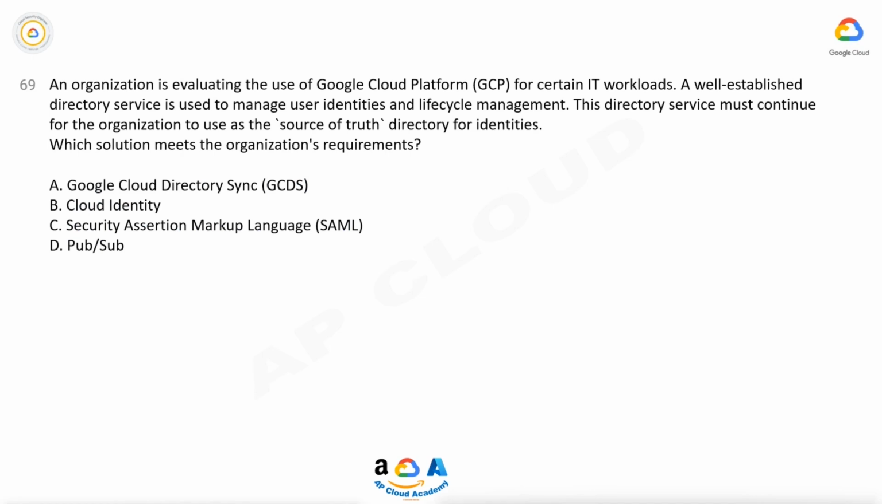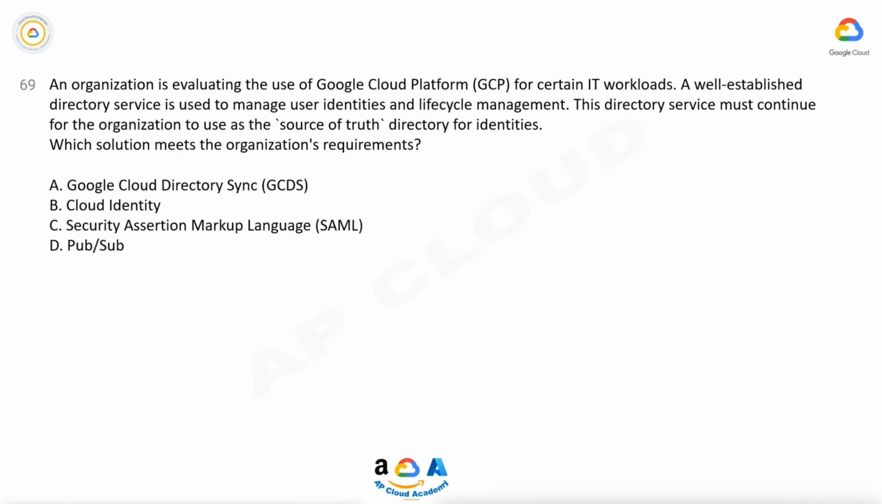69. An organization is evaluating the use of Google Cloud Platform, GCP, for certain IT workloads. A well-established directory service is used to manage user identities and lifecycle management. This directory service must continue for the organization to use as the source of truth directory for identities. Which solution meets the organization's requirements?